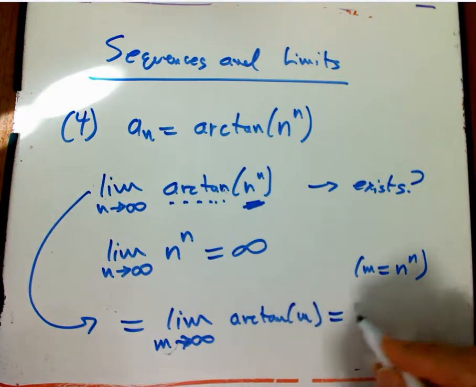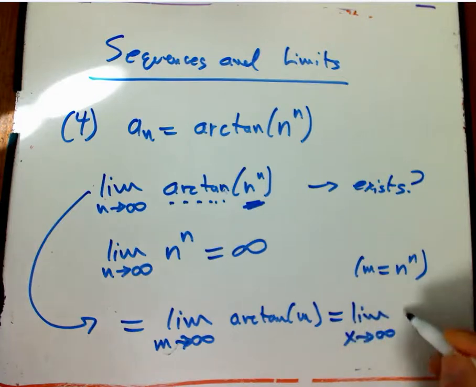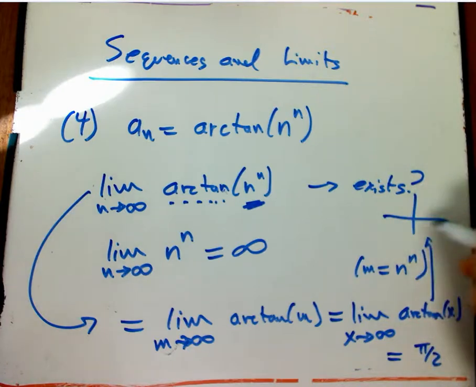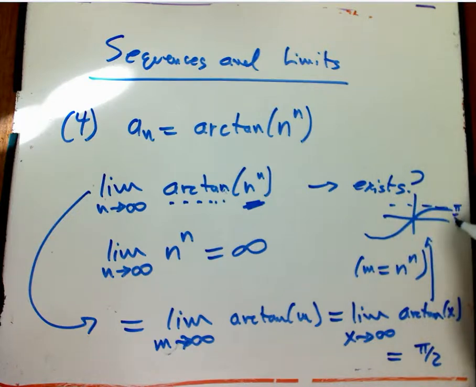Again, that's the limit. One more change of variable, or change of concept here. X goes to infinity, a real variable, of arctan x. And that's our standard strategy from the previous video: if we know the graph, if we know this function and its limit as a function of a real variable, then we're good. And that's pi over 2, because it's a well-known fact that the graph of this thing looks like this with an asymptote at height pi over 2. So this thing totally works.